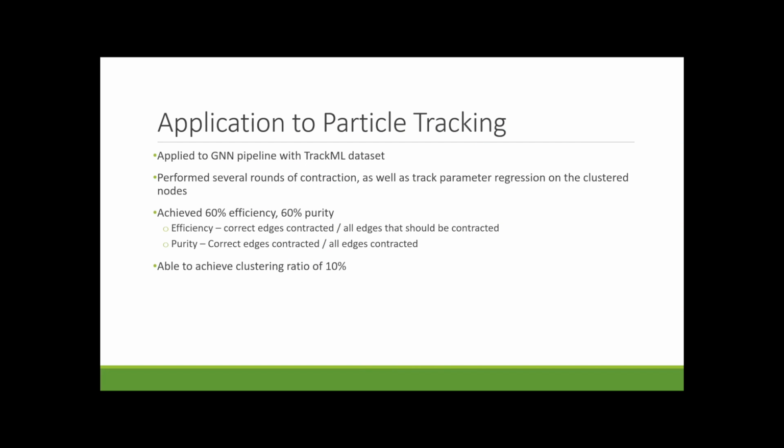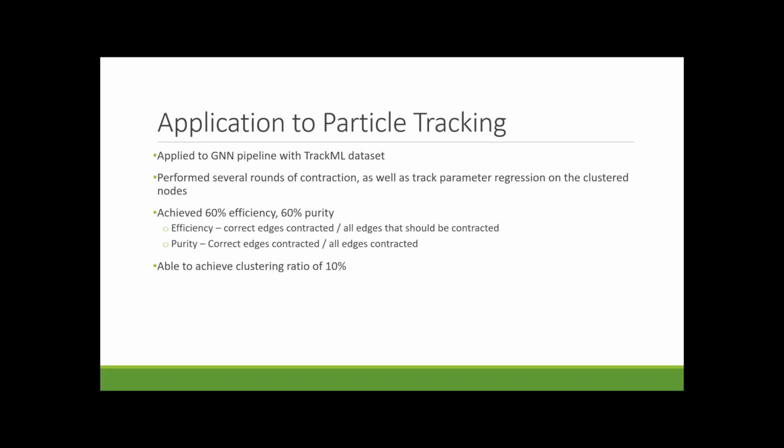So now let's look at the actual application to what I was looking at, the particle tracking. I applied it to the GNN pipeline with the TrackML dataset. And here I actually performed several rounds of contraction, so constructing a new graph several different times, as well as also trying to implement track parameter regression on the clustered nodes. I was able to achieve around 60% efficiency and 60% purity. Efficiency here refers to the correct number of edges contracted divided by all edges that should be contracted. Again, it's correct if the hits belong to the same particle.